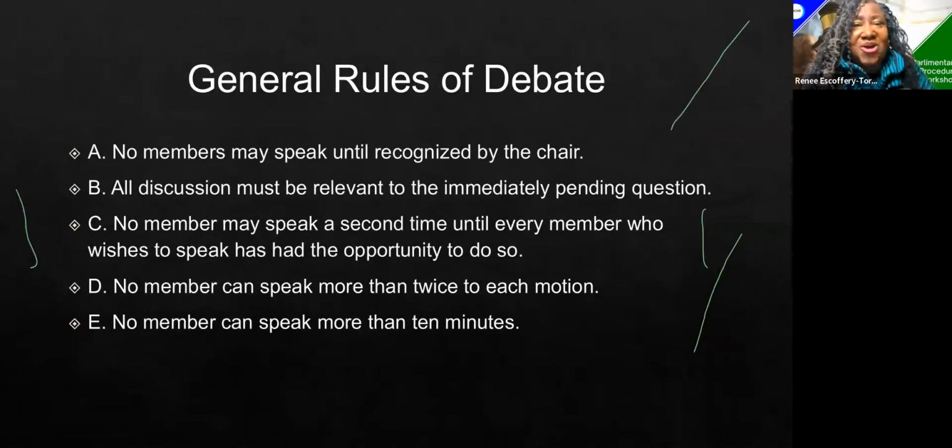General rules of debate, and we'll go through them fast. No member can speak. I can't say this enough. This is why you have crazy meetings sometimes, because everybody's talking at once. You have to be recognized by the chair. All discussion has to be relevant to the pending question. No member can speak a second time until everybody has gone around. You know how some members of organizations will say, and another thing, no member can speak a second time until everyone who wishes to speak has had the opportunity.